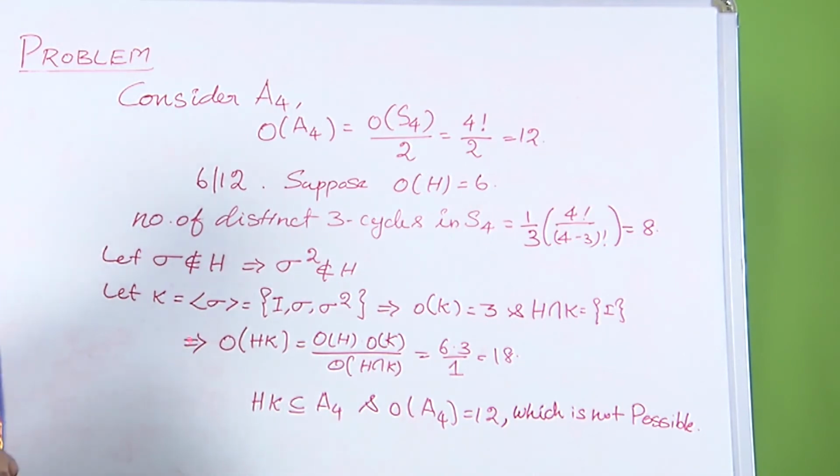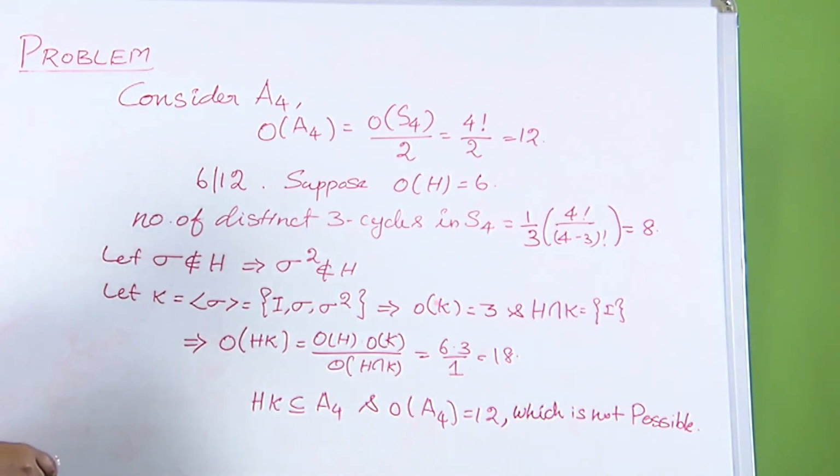Now let K be the group generated by sigma. So obviously this is going to be I, sigma, sigma squared, because sigma cube is not listed here, since sigma cube will become I here, for 3 cycles. Therefore I, sigma, sigma squared.